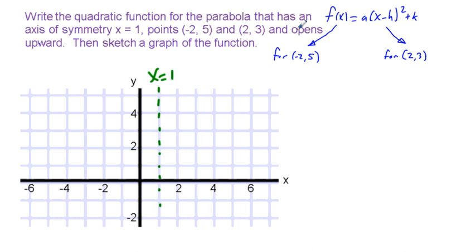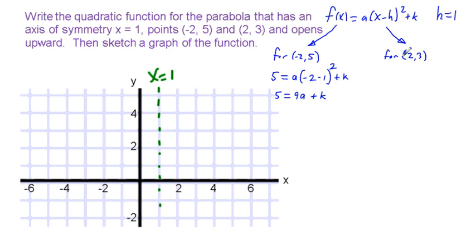Okay, working the one on the left, h is going to be equal to 1. So on this left one, 5 equals a times negative 2 minus 1, because 1 is h, squared plus k, which we do not yet know. Negative 2 minus 1 is negative 3, and negative 3 squared is 9. So we have 5 equals 9a plus k. Okay, that's good, but not enough to solve.